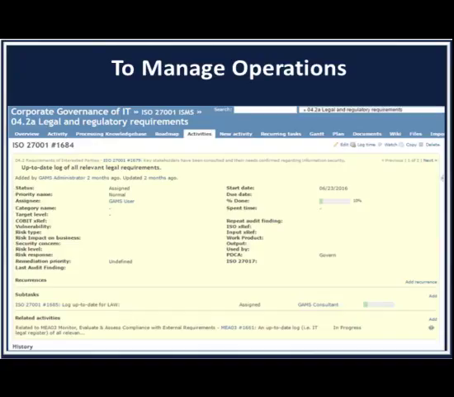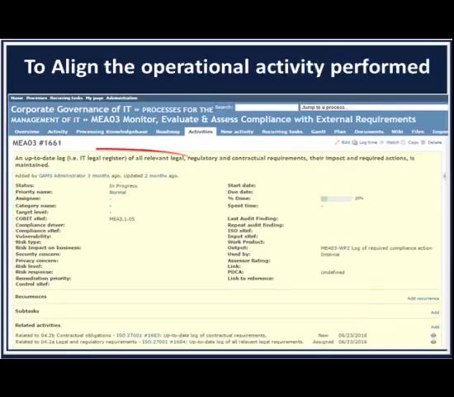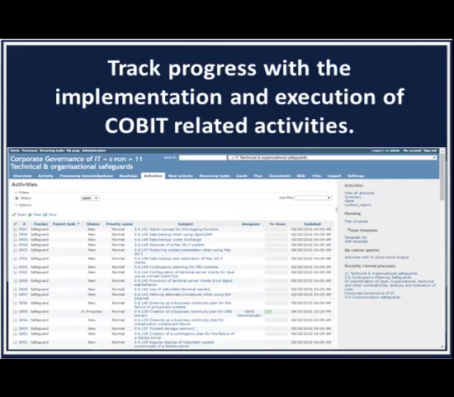Now you might be wondering, is there a way to deploy a governance and management system? Can we automate the processes? Can we assign roles and responsibilities and track progress? Here we see one way, where the corporate governance of IT is implemented together with ISO 27001 Information Security Management System, and the operational requirements are identified and mapped to COBIT. Here we align the COBIT activity with the ISO 27001 management system requirement. And here we can track progress with the implementation and execution of COBIT-related activities.